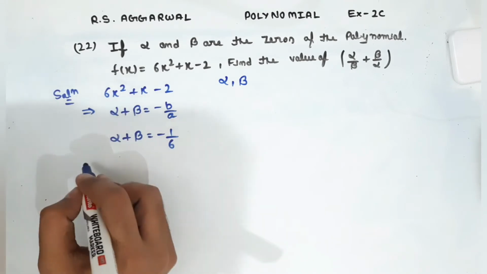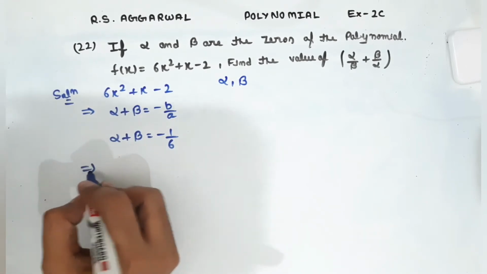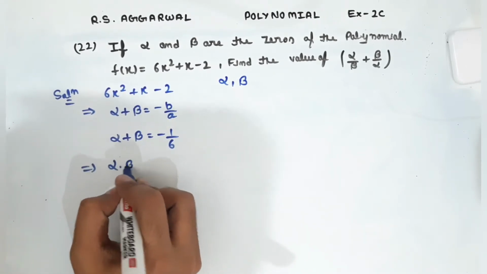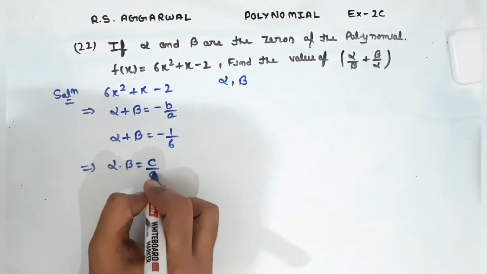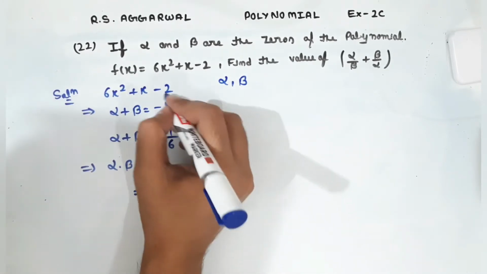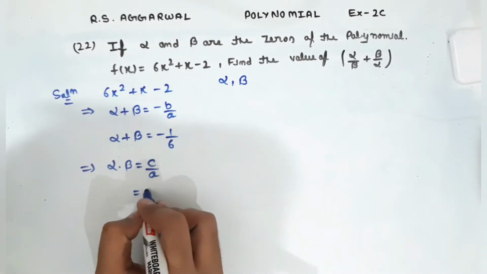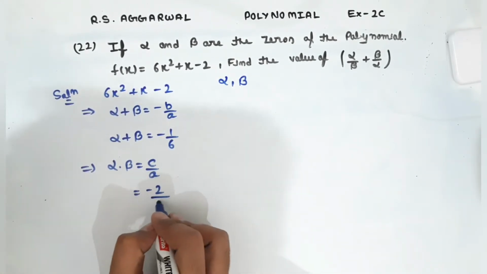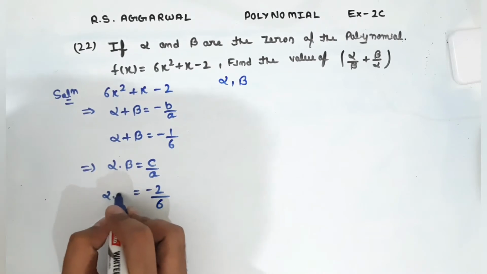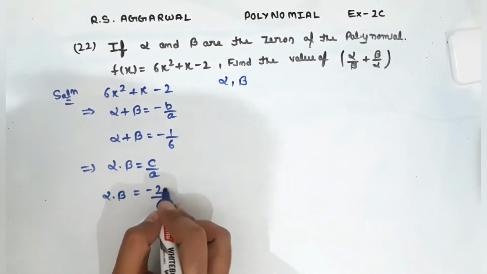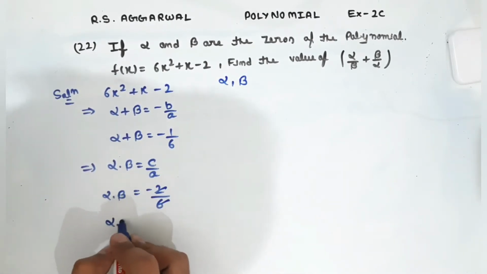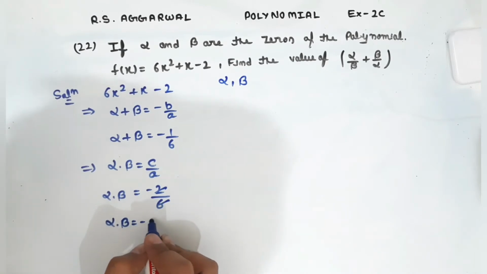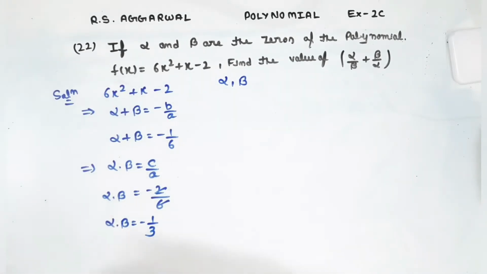For this quadratic polynomial, the product of zeros, alpha into beta, will be equal to c upon a, where c is the constant term, that is minus 2, and a is the coefficient of x square, that is 6. So alpha into beta will be equal to minus 1 upon 3.